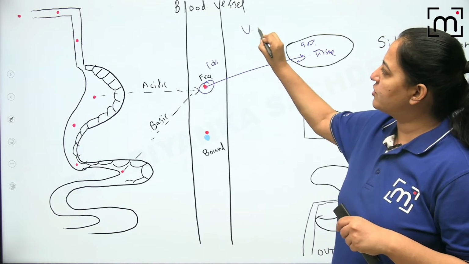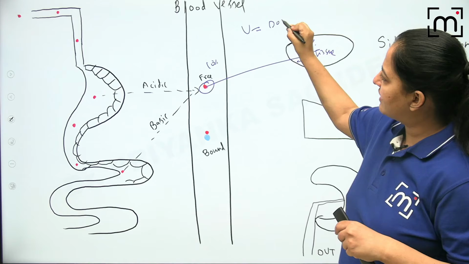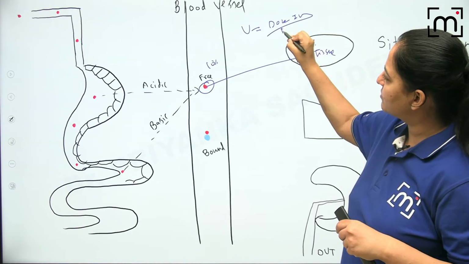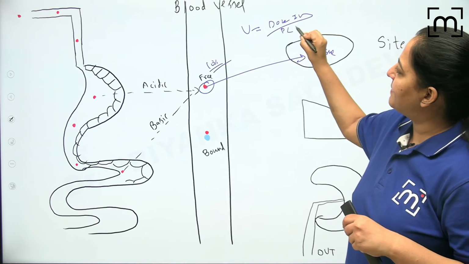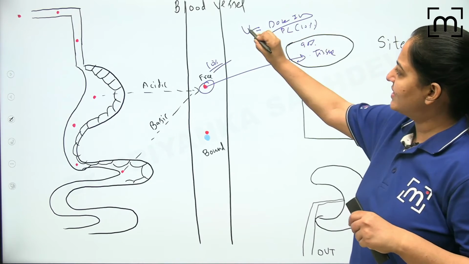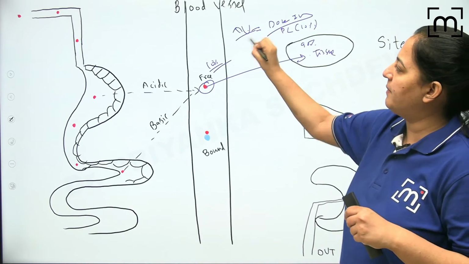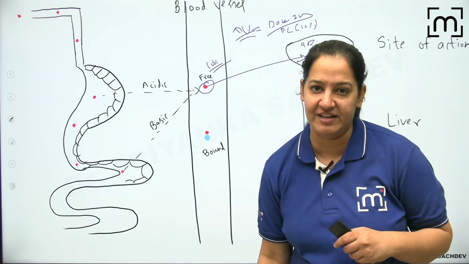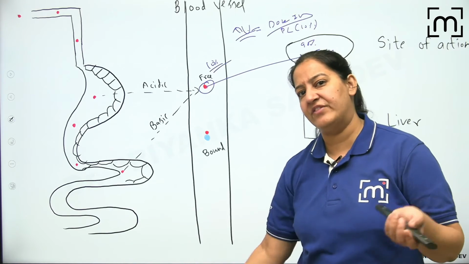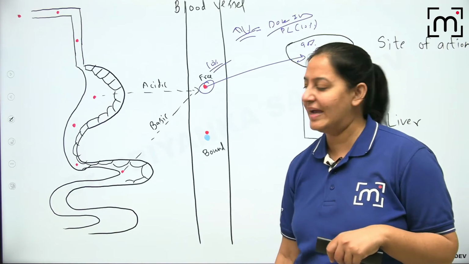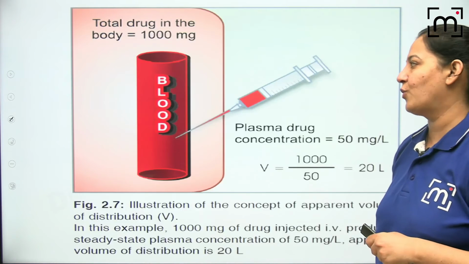So what is the volume of distribution? Volume of distribution is dose given IV upon plasma concentration. Plasma concentration is only 10%, so it is less. It is inversely proportional. So volume of distribution will be more and definitely the answer will be more than 5 liters. It can be 20, 30, 40, 50, 100 liters. It is a pseudo thing, right? So that is the thing. I guess you got it.